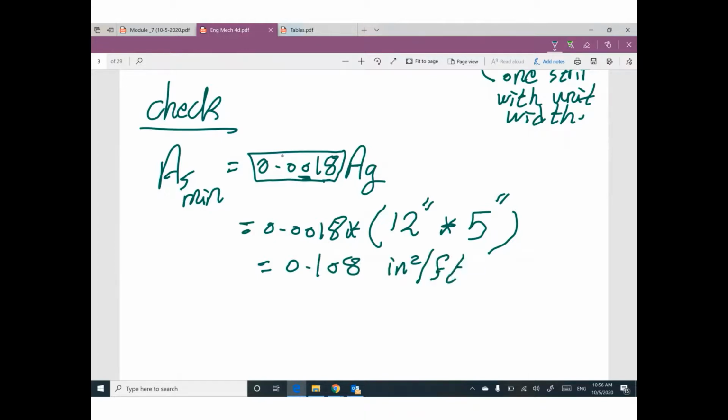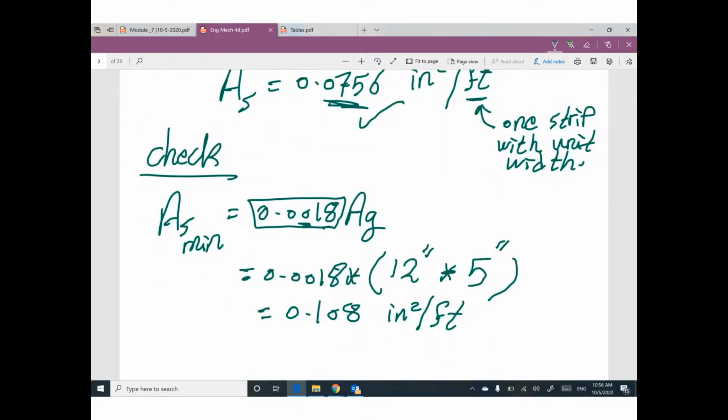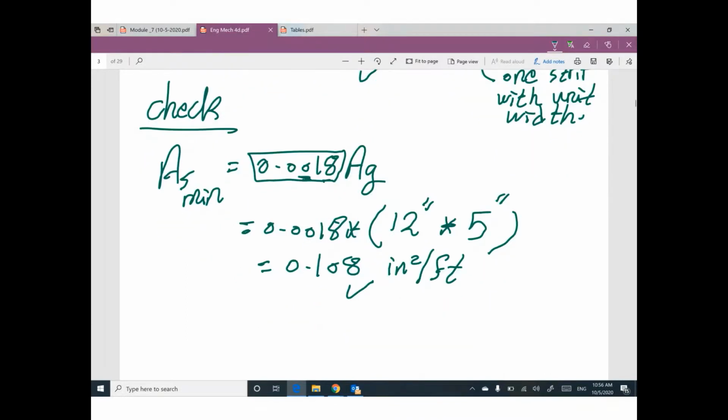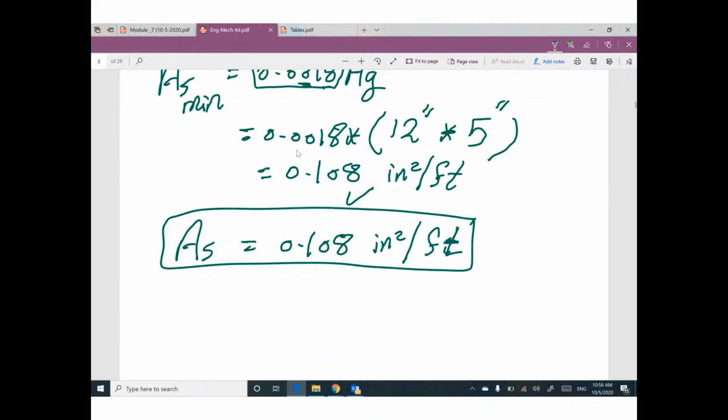Do you think I'm going to use the design value or the minimum value? Which one is bigger? So I'm going to use area steel equal to 0.108 inch square per foot. Any question for this point?